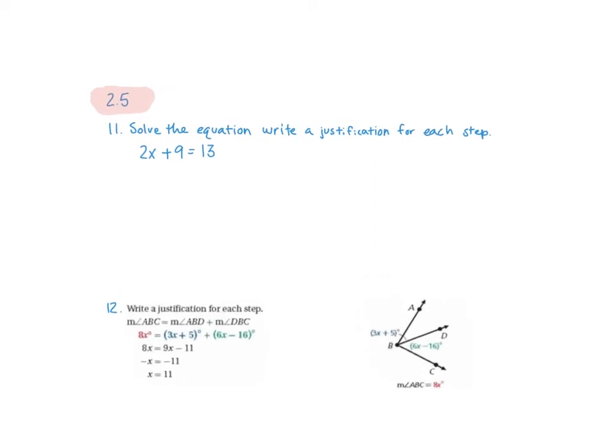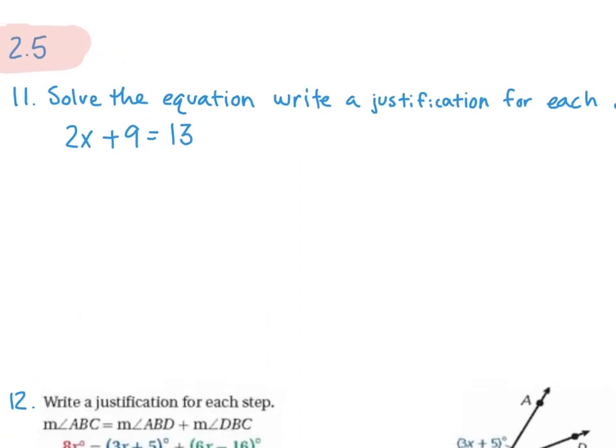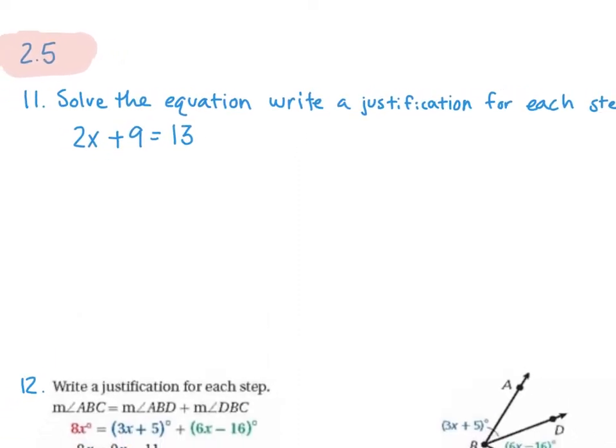Solve the equation, write a justification for each step. So we saw a question very similar to this one, just with different numbers on the quiz. You'll have a question again like this on the test, but it'll be more like a two-column proof where it lists out each step for you on the left side, and you'll have to fill in the blanks with the justification on the right side. So let's start this one.